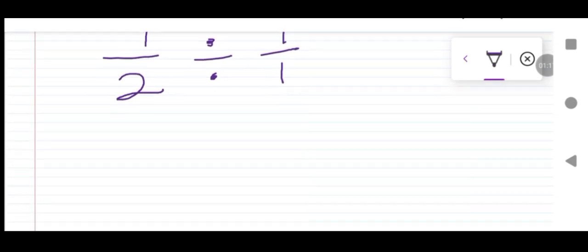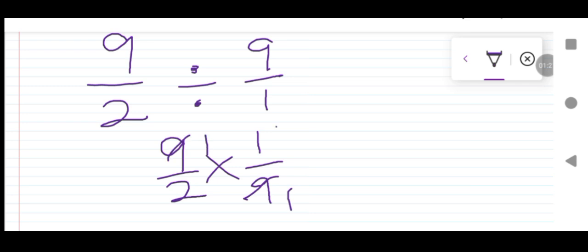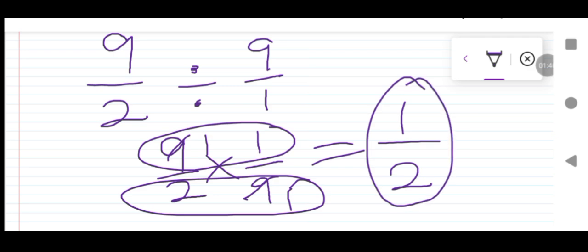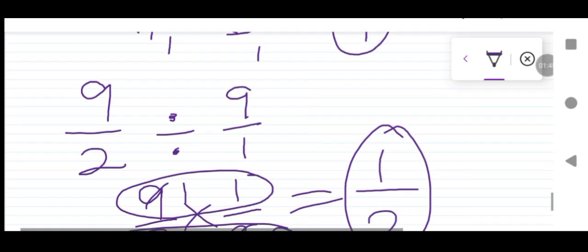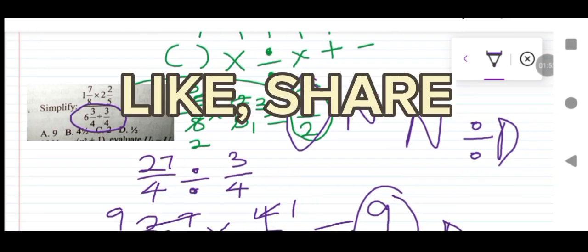So we have 9 over 2 times 1 over 9. Again, we check for numerator and denominator that can divide. 9 here 1, 9 here 1. So nothing again. At the numerator, 1 times 1 is 1. At the denominator, 2 times 1 is 2. So our final result will be 1 over 2. Let's go check.